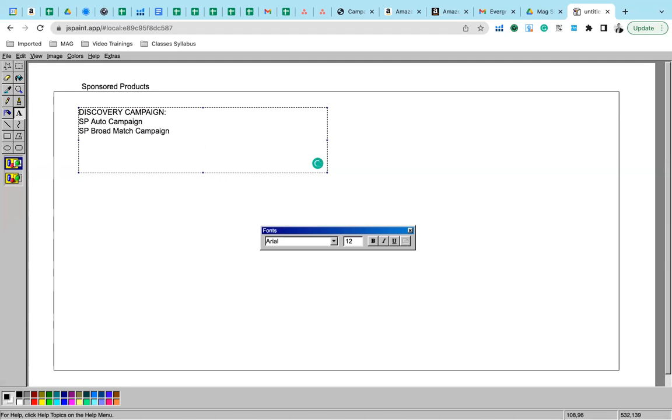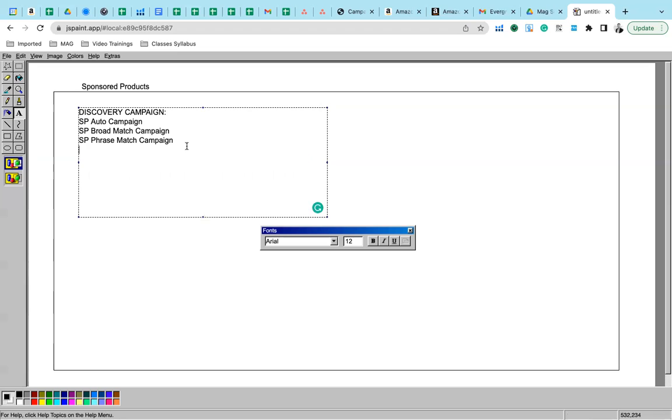Another type of discovery campaign would be the sponsored products phrase match type campaign. Again, that will give you lots of groups of keywords that you can target. Some of them are going to be good opportunities, and some of them are going to be bad opportunities.